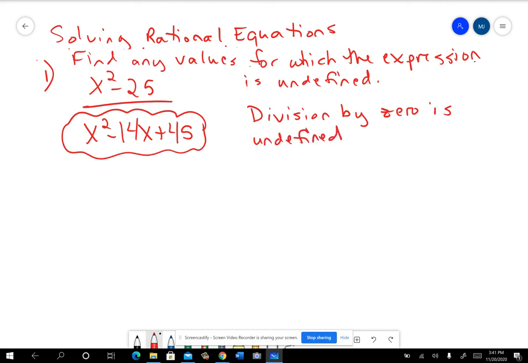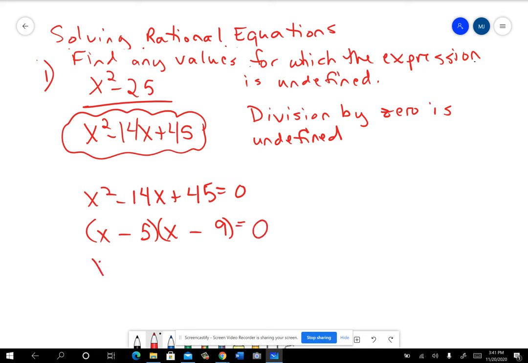Okay, so what we're going to do is set just the denominator equal to 0 and solve. So it turns out in this case to be quadratic, so we're going to factor. I'm going to use x and x. I'm going to use 5 and 9 because I can get a 14. I'm then going to set each of those factors equal to 0. And then I'm going to solve. I'm going to add 5 here. I'm going to add 9 there.